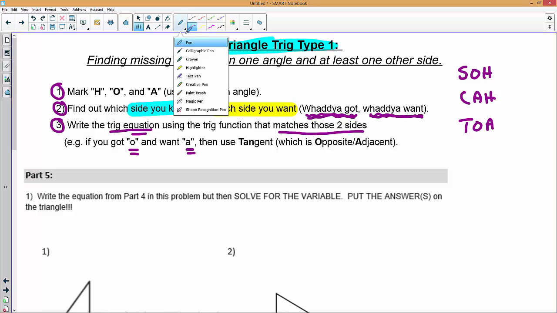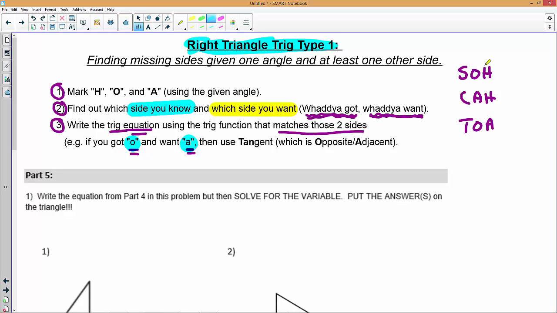SOH-CAH-TOA, right? Everybody knows what that stands for. Hopefully, I know your teachers went over this. So if you have O and A, which one of these has both O and A, right? This one has O but not A. This one has A but not O. This one has O and A, see? So if what you know and what you want is O and A, you're going to use TOA. If it's A and H, you're going to use CAH, right? Cosine. And if it's O and H, you're going to use SOH for sine. All right, let's try that right here.